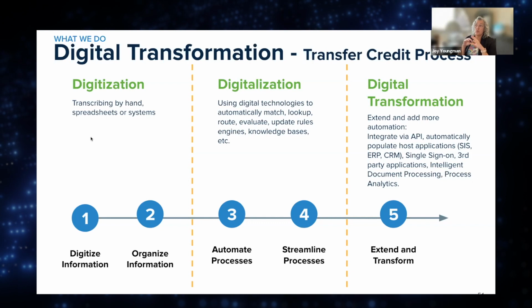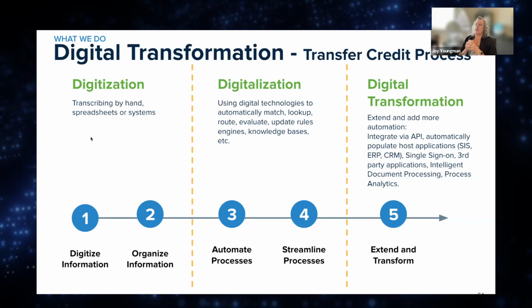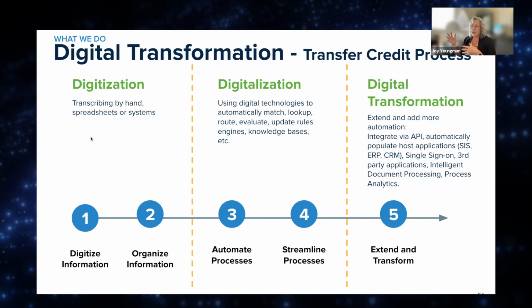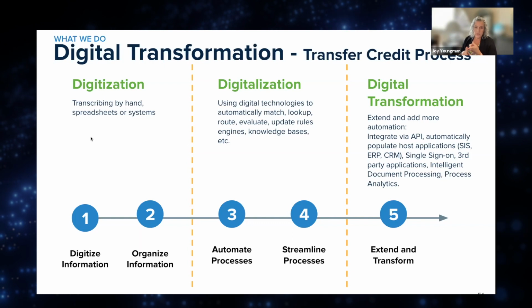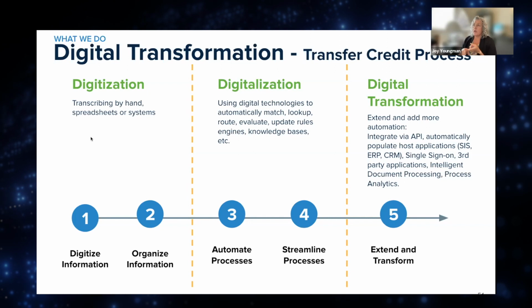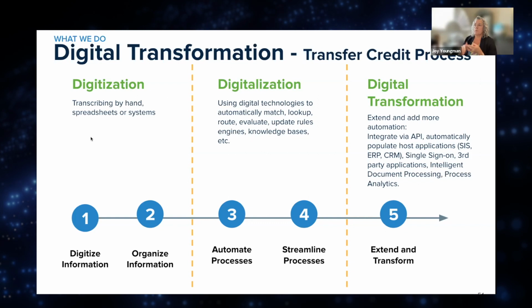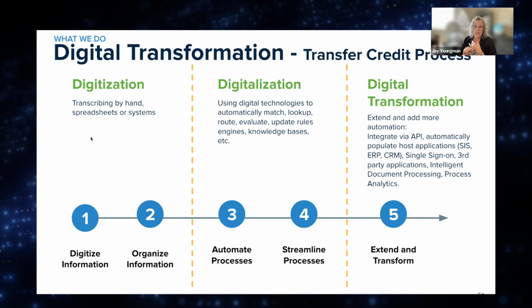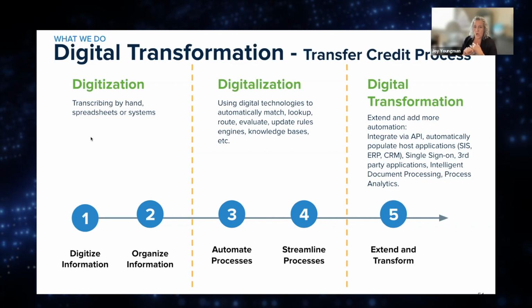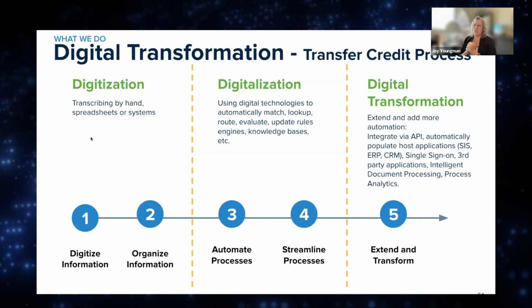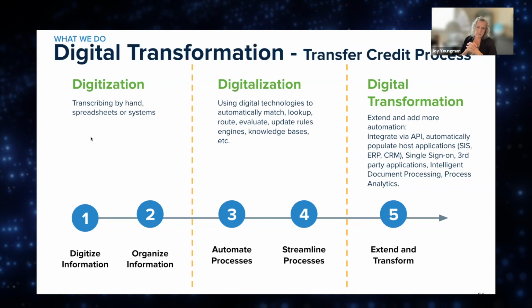But doing a true digital transformation of it is adding extensions. So we can extend it, add more automation by integrating to your various systems via API, right? Automatically going back and populating your host applications like your SIS or your ERP or CRMs, your document management systems, using single sign-on, using third-party applications to do course description search, and then really getting fancy, adding intelligent document processing and process analytics via dashboards here.